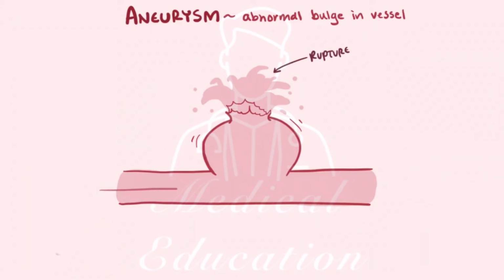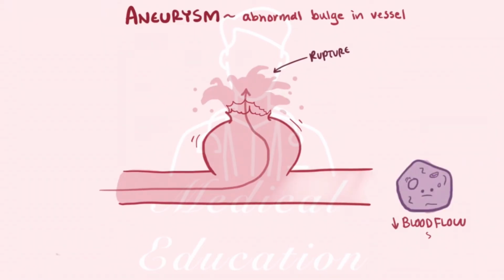When an aneurysm ruptures, it's like having a water main break. Blood is spewing out of the hole in the blood vessels and less blood is flowing downstream to the cells that need it, which causes ischemia in that downstream tissue.